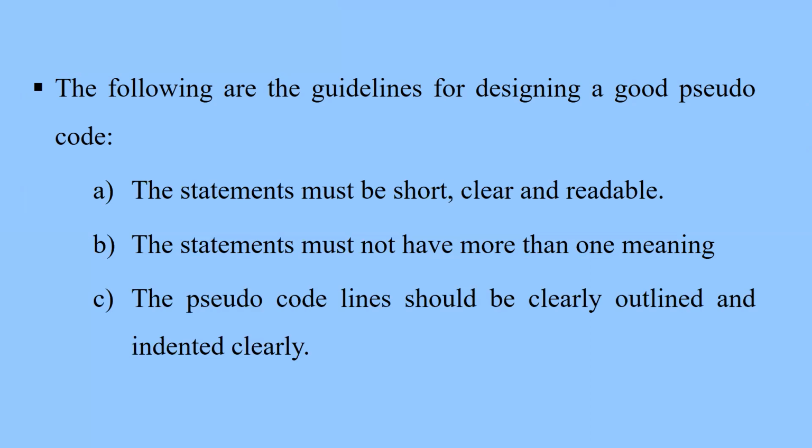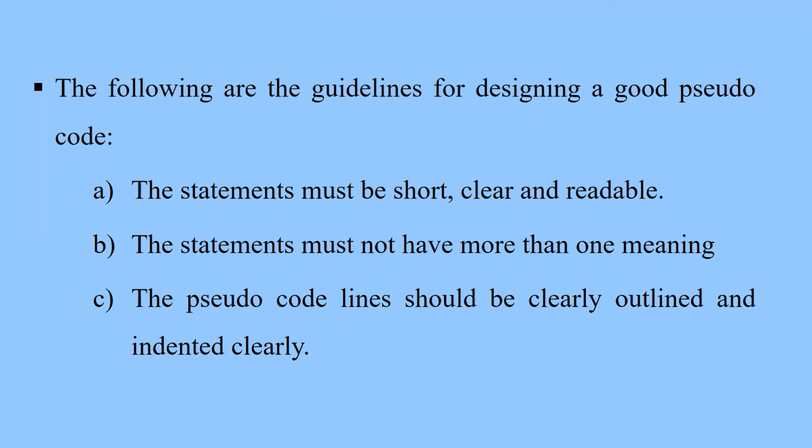Number three, the pseudocode lines should be clearly outlined and indented. In other words, the way you write the statements should clearly indicate their levels. For example, if you enter a certain value and then check a certain condition, the path for the condition will be indented. I explained what indentation is, as one of the qualities of a good program, in my previous presentations within this series. If you want to remind yourself about what indentation is, kindly refer to the previous parts in this series.